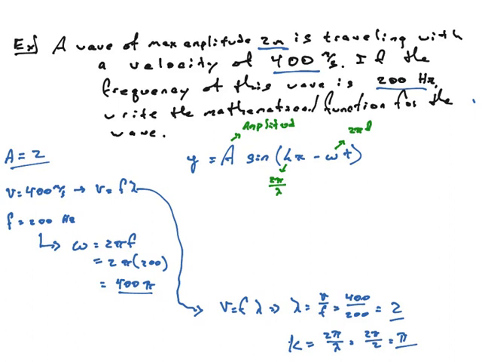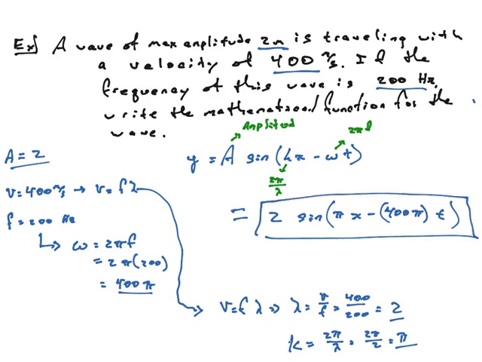Great. So now, what do I have? I have A, amplitude. I have k, which is pi. And I have my omega, 400 pi. Perfect. So let me plug it all in. 2 sine(k, which is pi, times x, minus omega, which is 400 pi, times t). And there's the mathematical function. And there you go. Given information about the characteristics of the wave, you should be able to create this mathematical function.